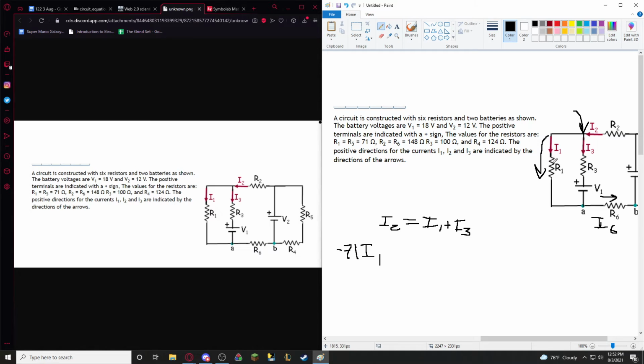Okay. And then it goes up to the battery. So it's plus V1, and once again I'm going to write the actual value, plus 18. And then we're going against I3 through R3, so it's minus, minus negative, so it's plus. That's what's confusing me too. If it's going against the current, it's positive. Yes. So minus 71 I1 plus 18 plus 100 I3 is equal to 0. So that's our entire loop.